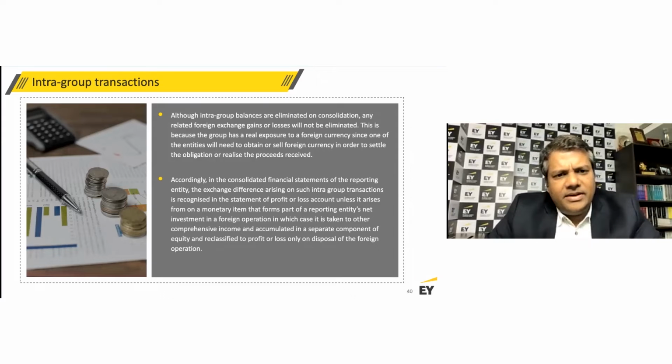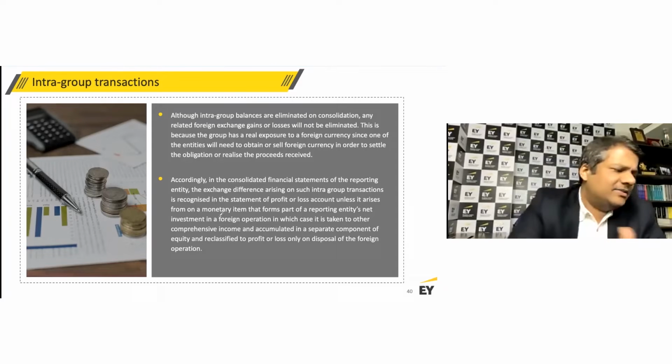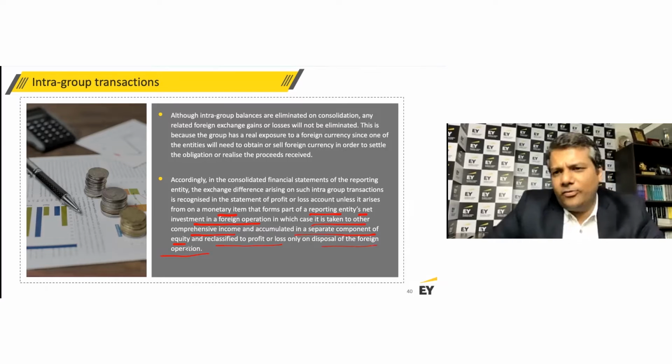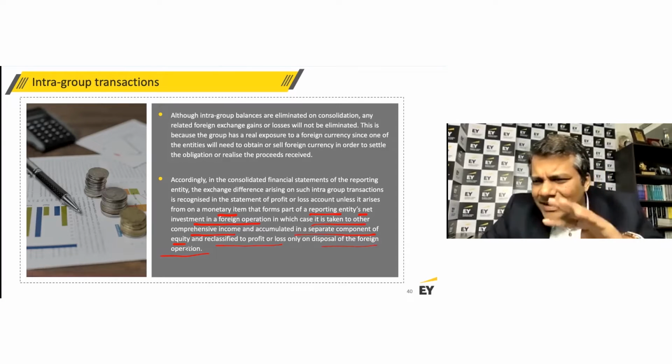other comprehensive income. So accordingly, in the consolidated financial statement of the reporting entity, the exchange difference arising on such intragroup transaction is recognized in the statement of P&L unless it arises from a monetary item that forms part of a reporting entity's net investment in a foreign operation, in which case it is taken to other comprehensive income and accumulated in a separate component of equity, reclassified to P&L only on disposal of the foreign operation. So very, very little exceptions.